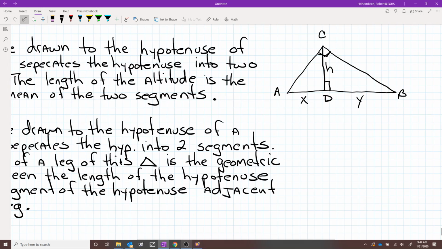Alright, what that first rule said was that H is equal to the square root of X times Y. The length of the altitude is equal to the geometric mean of the two pieces, or the two segments, that it created. Does everybody see that? The length of this yellow piece right here, the altitude, is equal to the geometric mean of this piece and this piece, the two pieces it created in the hypotenuse. You got that?